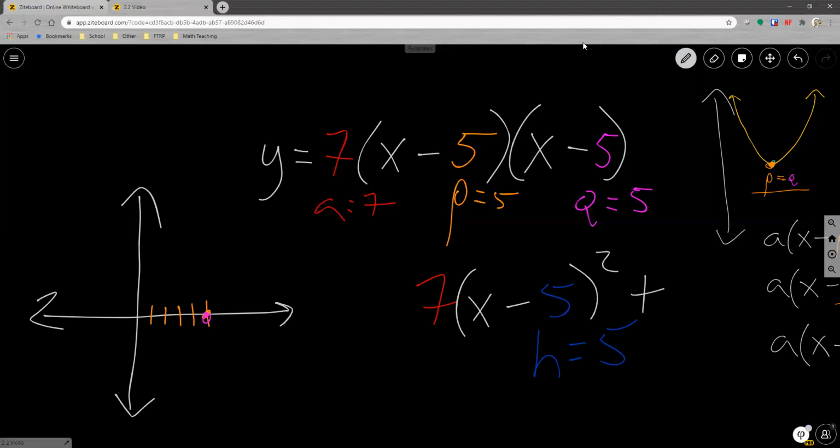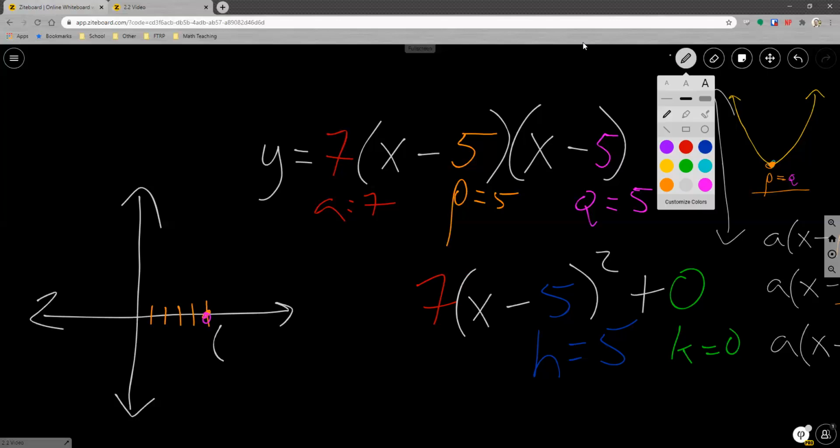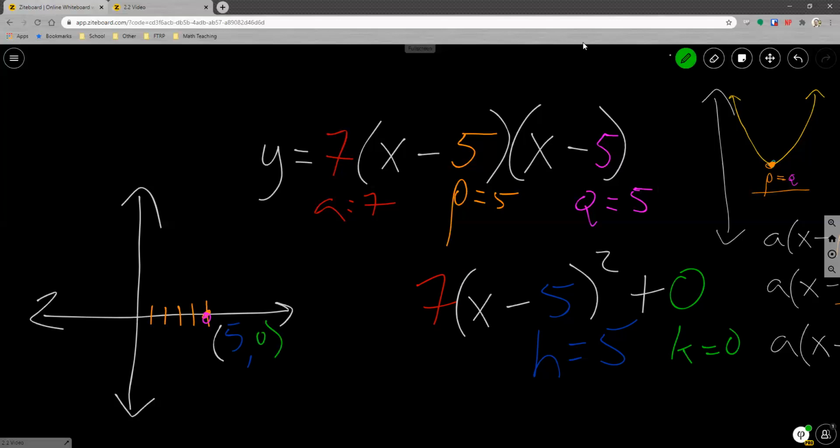I don't have a K value. My K in this case is technically 0. So my K equals 0. Well, if we look at that, the coordinates are going to match. The coordinates of this intercept is 5, comma, 0. So intercept form with one intercept is actually the same as vertex form, where the K value is equal to 0.